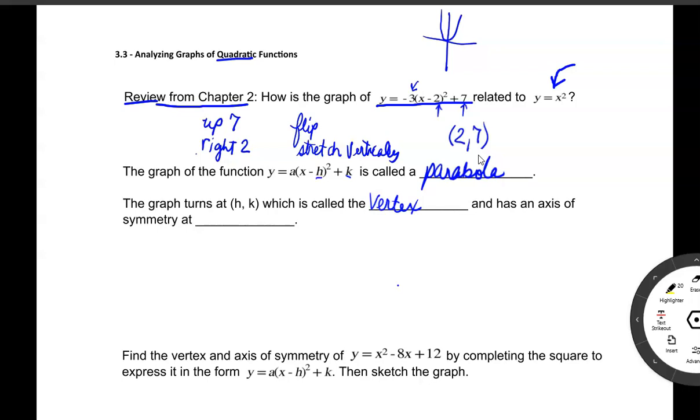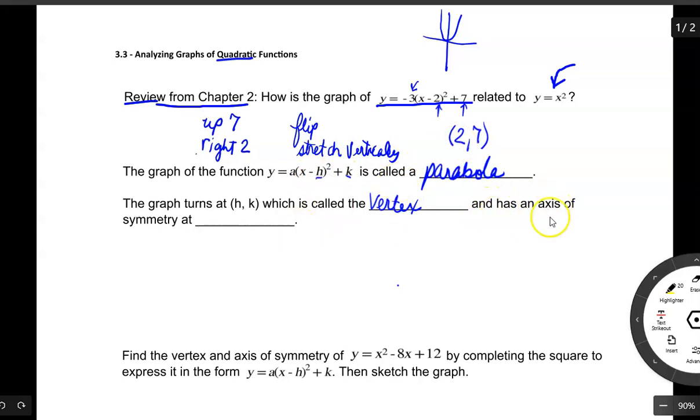And if that had been x plus 2, it would have moved it to the left. So that feels kind of backwards, but just remember that the equation for a parabola is going to have x minus h, and so whatever number that is, it's the opposite sign as the x value of the vertex.